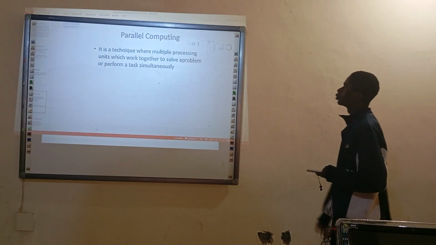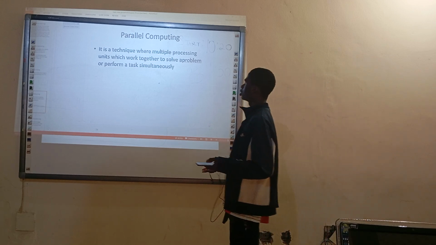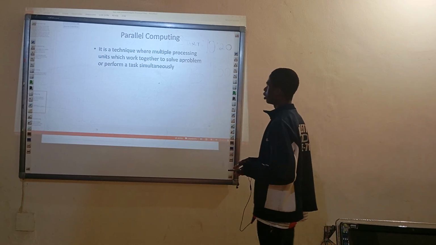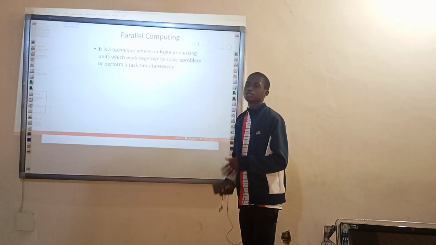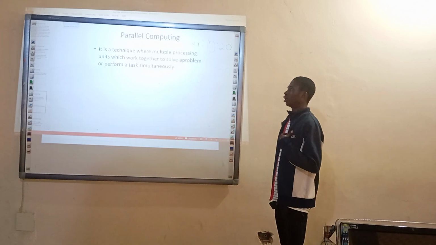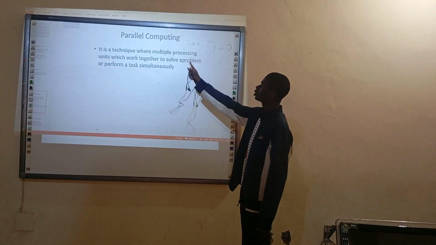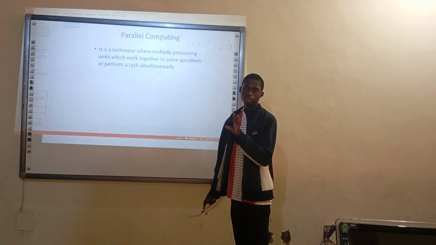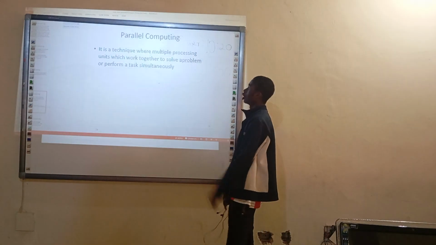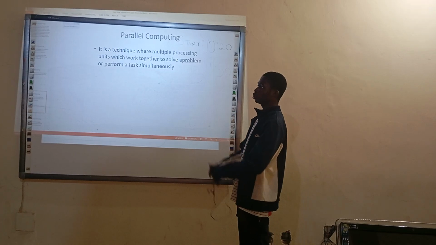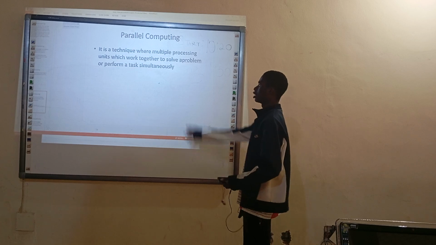Now, parallel computing. We just talked about serial coding. Parallel computing is a technique where multiple processing units work together to solve a problem or perform a task simultaneously. In serial coding, we saw that these tasks are executed sequentially, that is one at a time, and it mainly uses one processing unit for the task. This is where parallelism comes in. It's a technique where we use multiple processing units which work together to solve a problem or perform a task simultaneously.